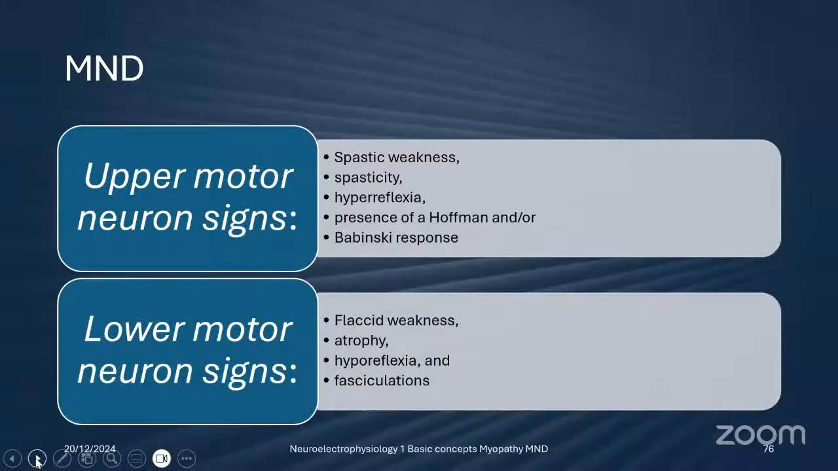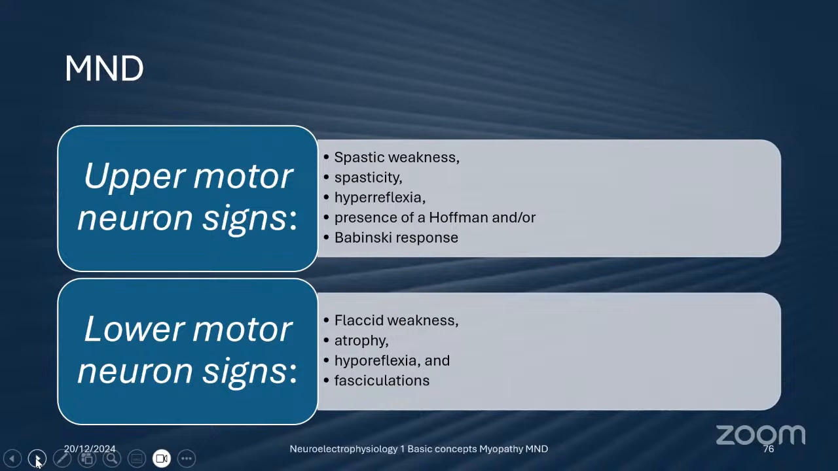So just briefly remember, upper motor neuron signs are spastic weakness, spasticity, hyperreflexia, presence of a Hoffman and a Babinski response. The spastic weakness means differential weakness. In the upper limbs, the weakness is more in abduction of the shoulder and extension of the elbow and extension of the wrist and the fingers. Similarly, in the lower limbs, the abduction of the thigh muscles, extension of the knee, and extension of the ankle. So these are the important differential weaknesses.